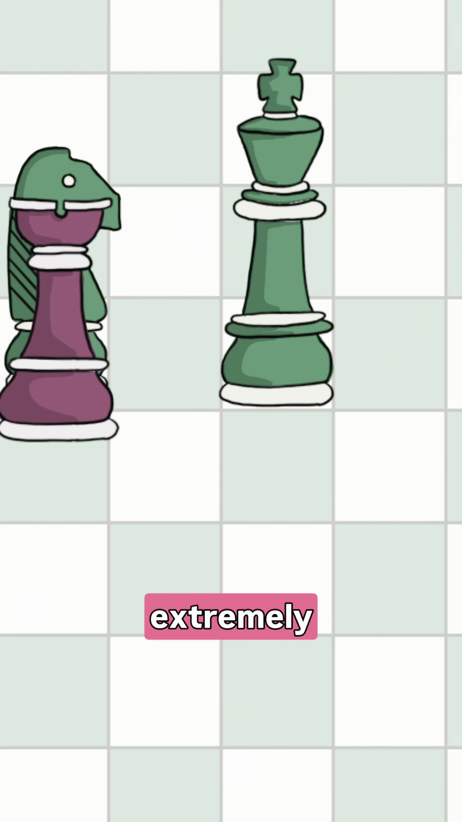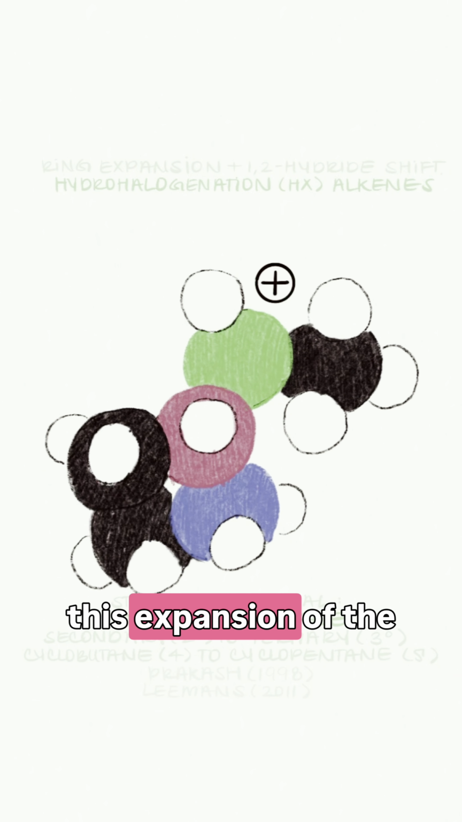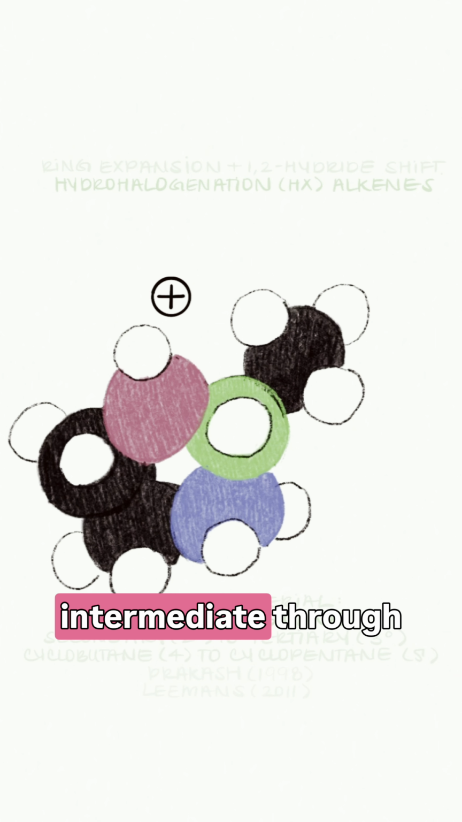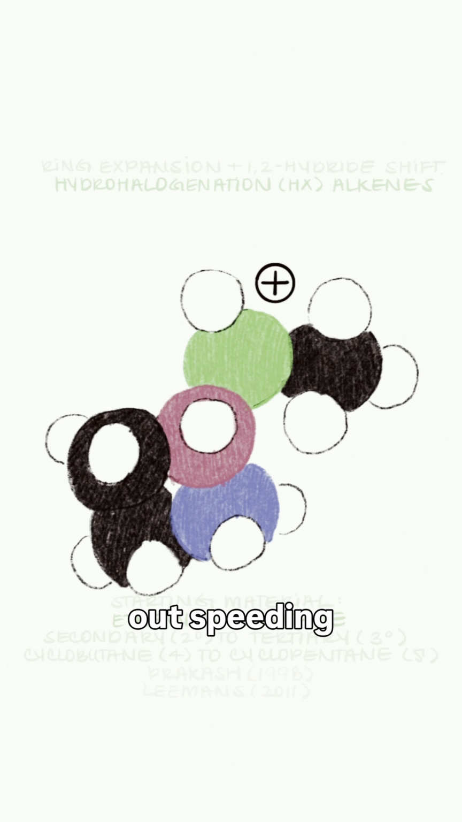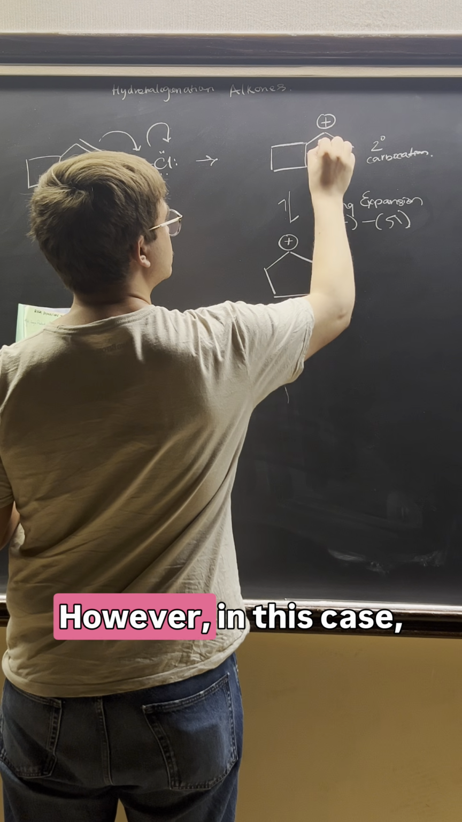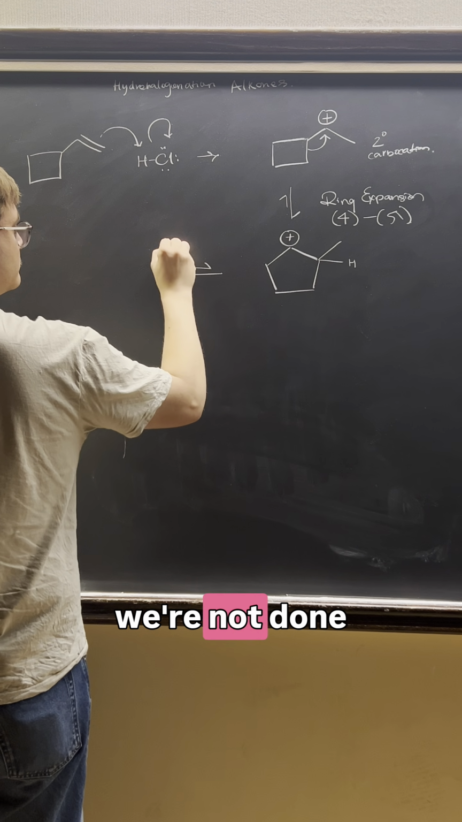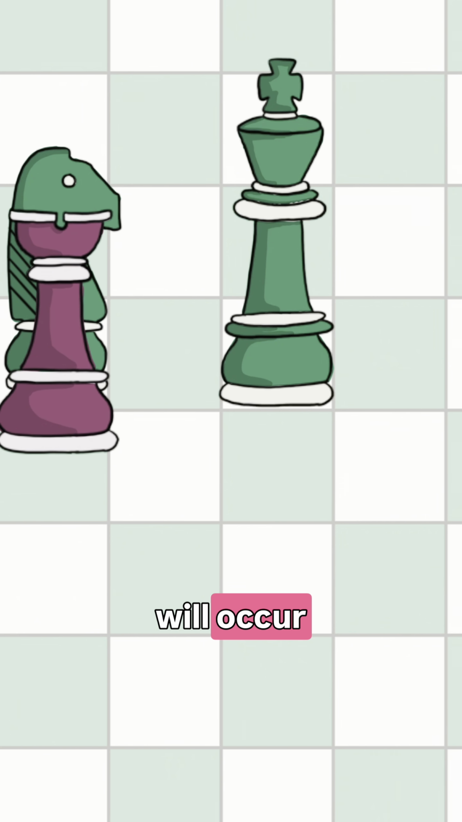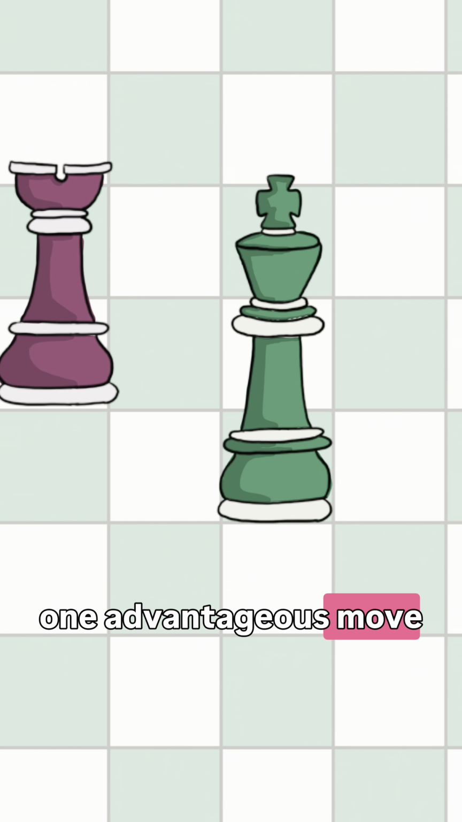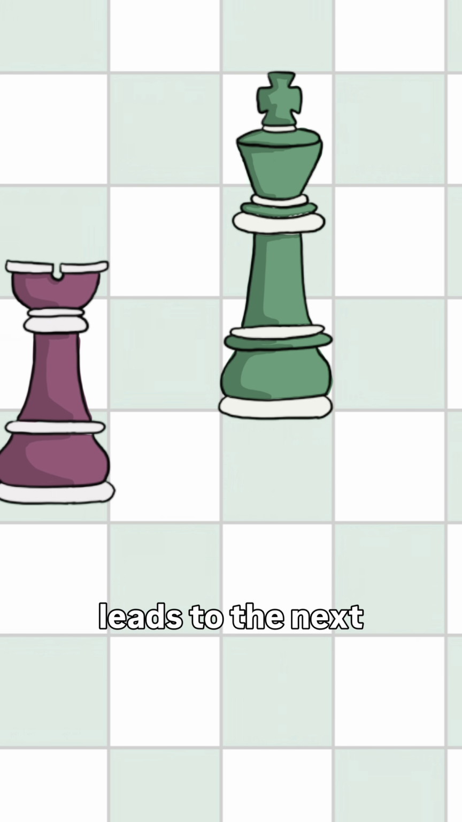An extremely advantageous move. This expansion of the ring stabilizes the intermediate through increasing its stability, outspeeding nucleophilic attack. However, in this case, we're not done. Another rearrangement will occur, just like in chess, when one advantageous move leads to the next.